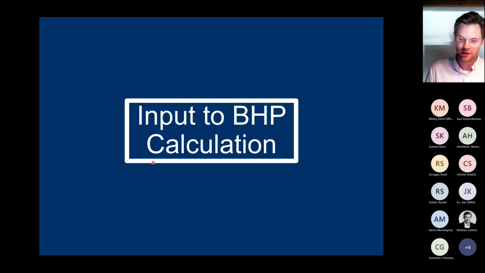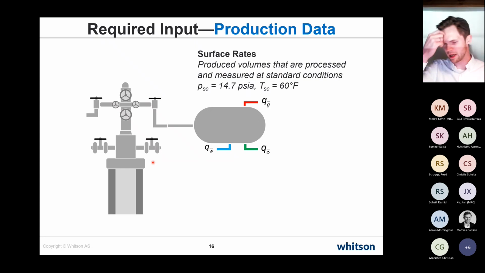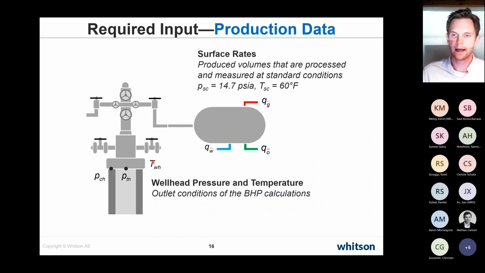So what are the inputs to a BHP calculation? If we can't measure it, we have to estimate it. The input to estimate the pressure at the bottom of the well is in two parts: the production data and the well data. For the production data, the minimum we need to know is the rates of all three phases, gas, oil, and water, at standard conditions, 14.7 psi, 60 Fahrenheit typically.